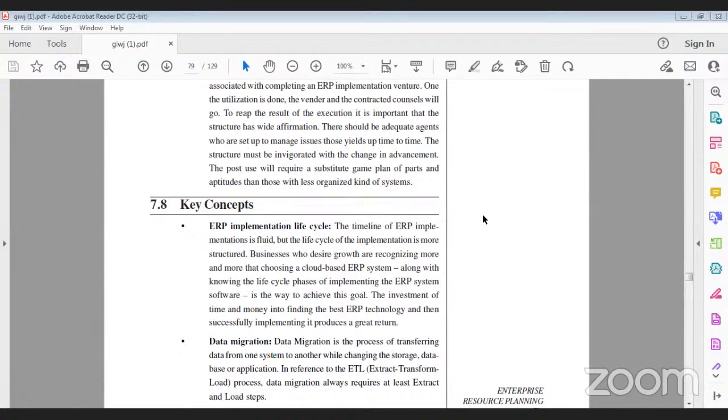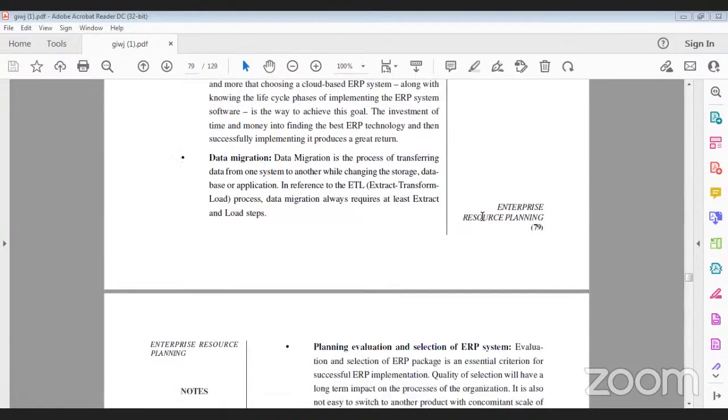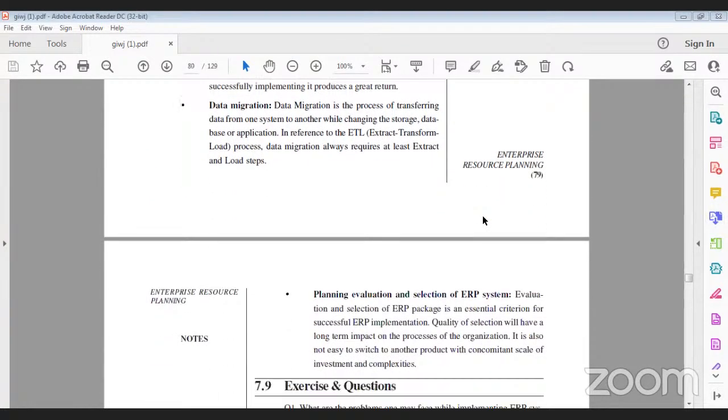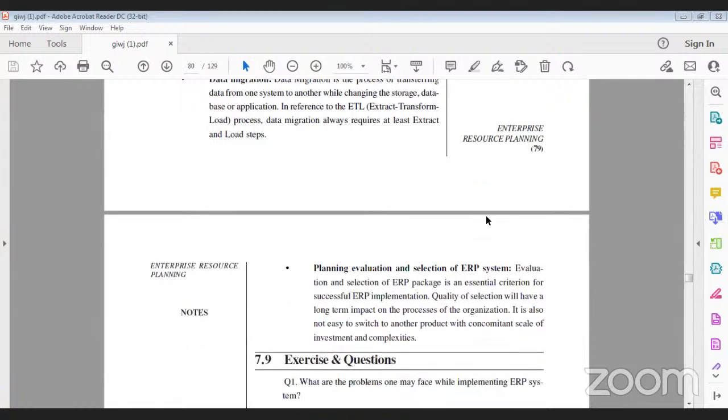The third key concept is given here, that is the planning, evaluation and selection of the ERP system. In this evaluation, ERP system selection is an essential criterion for successful ERP implementation. The quality of the selection will have a long-term impact on the processes of the organization. It is also not easy to switch to another product given the commitment, scale of the investment and complexity.